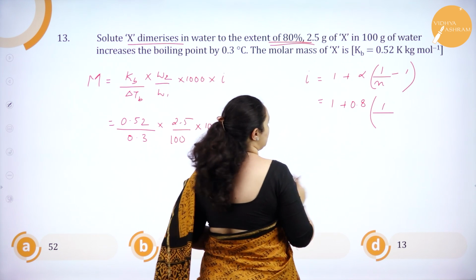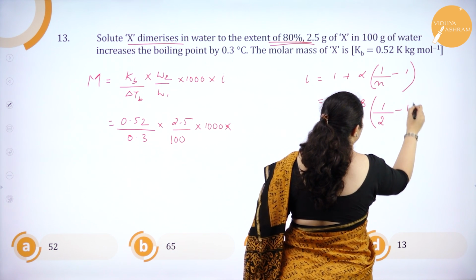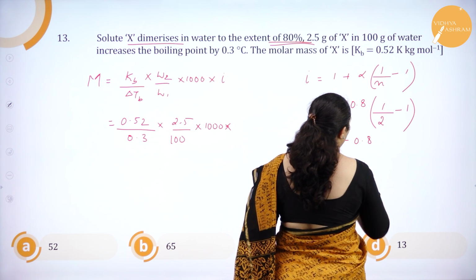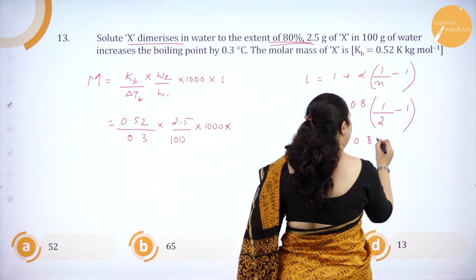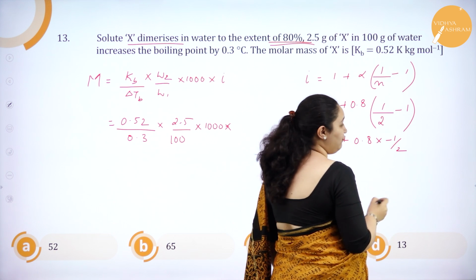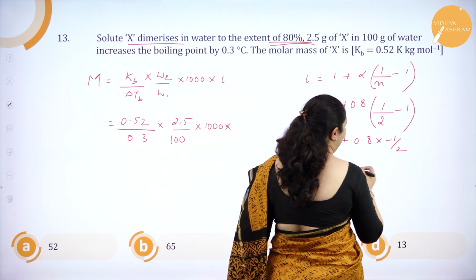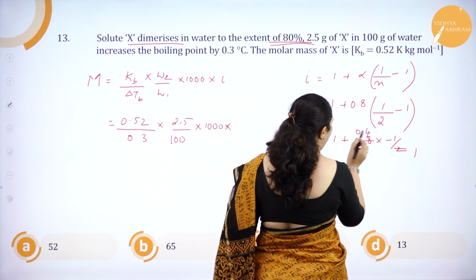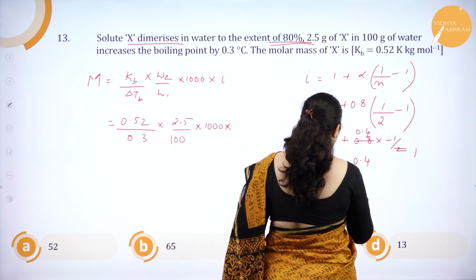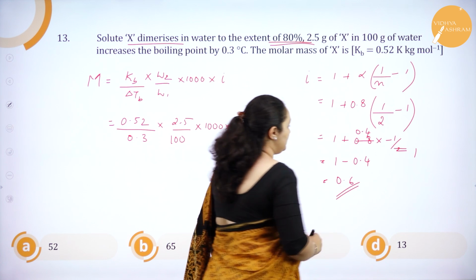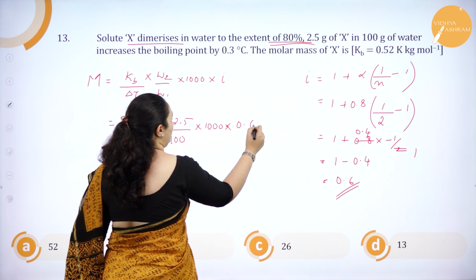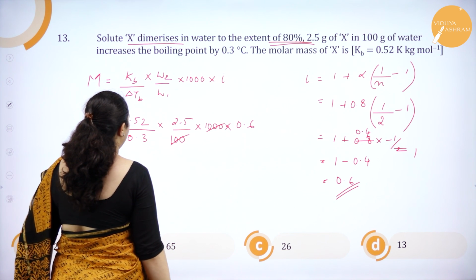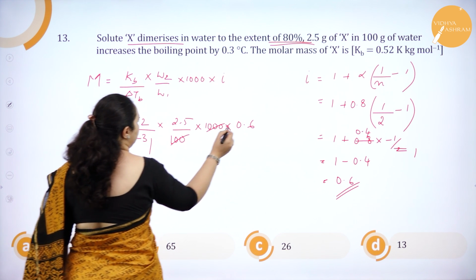N, it dimerizes, so n is 2 minus 1. Here it is very simple to solve. 0.8 you will get into minus half, 1 minus half is half, but minus sign will come, it will get 0.4. So minus 1 minus 0.4 is nothing but 0.6. So here I will substitute 0.6, 2 and 2 gets cancelled, just round off and try to solve.